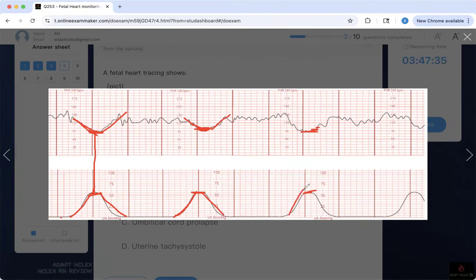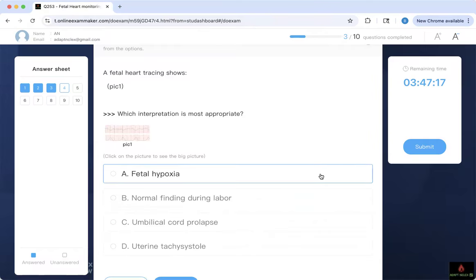Same thing. Contraction, it's going down. That means as soon as I start contraction, baby's heart rate goes down. That is equivalent to what? Early deceleration. When your heart rate goes down with the contraction, it's called early deceleration.